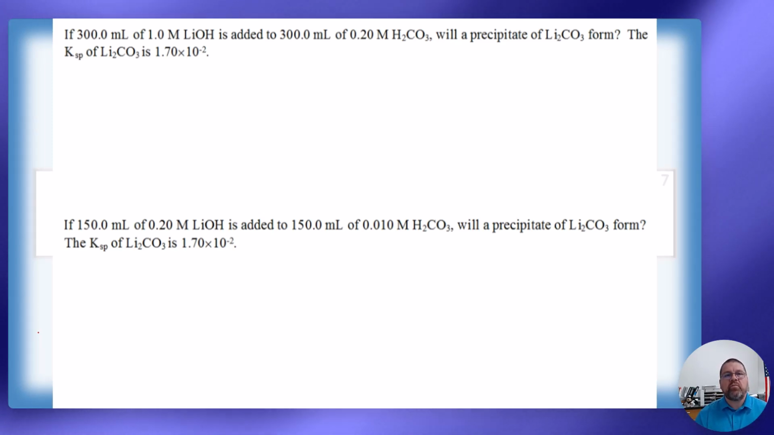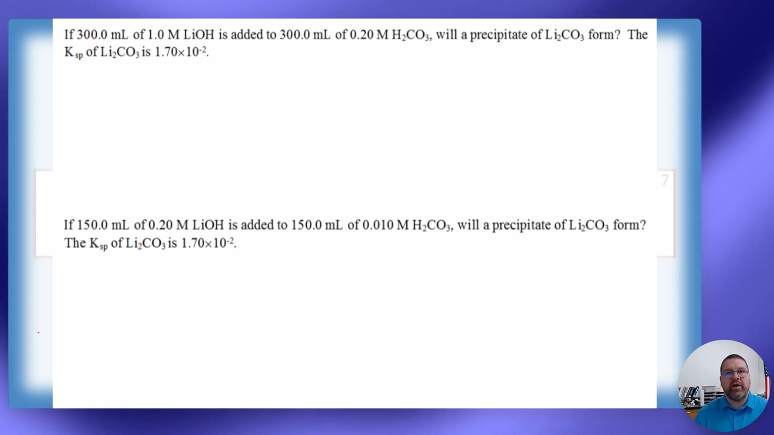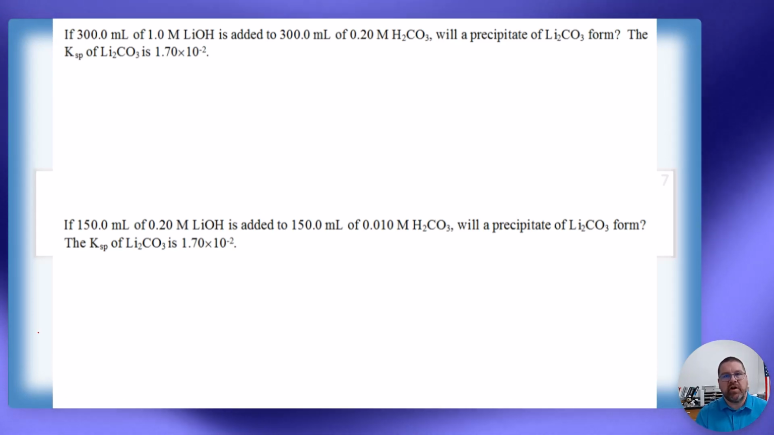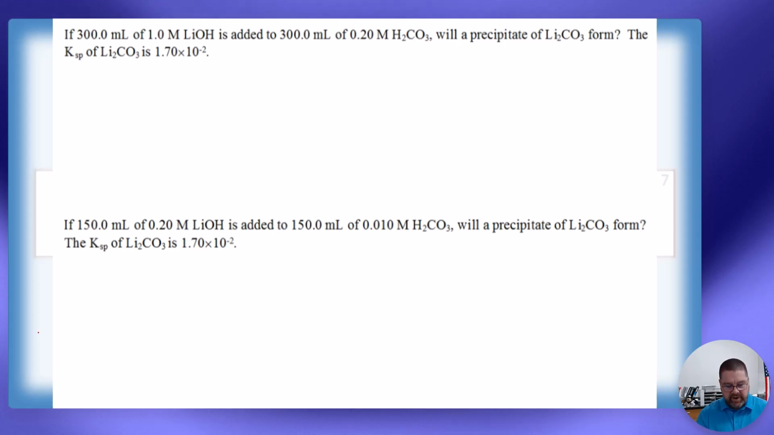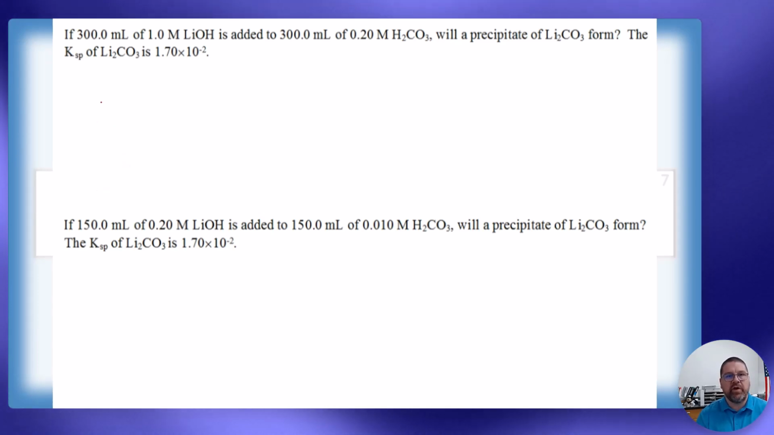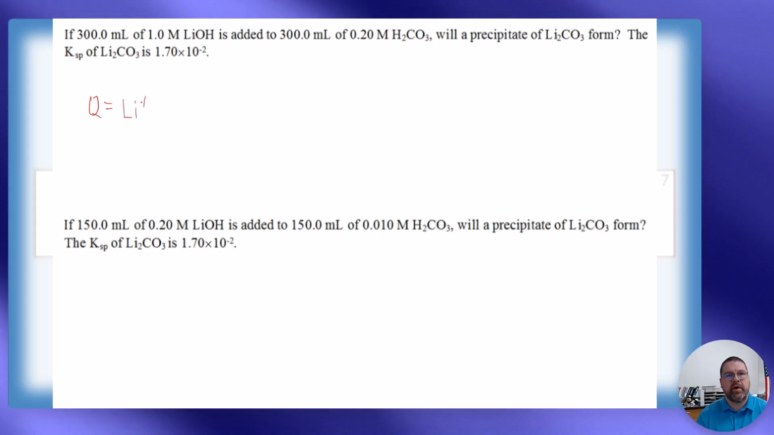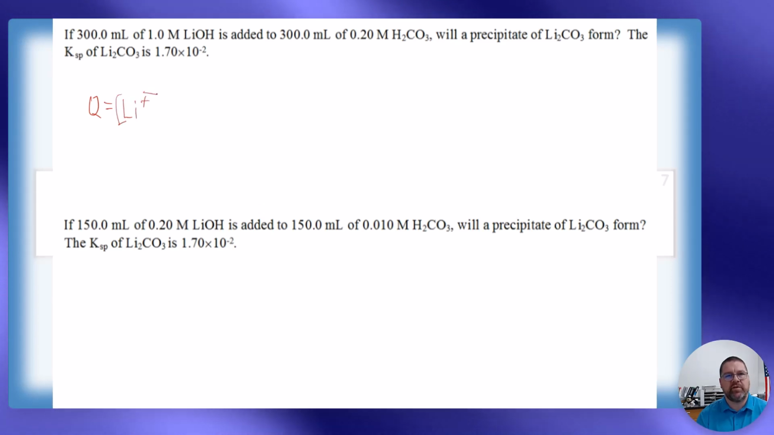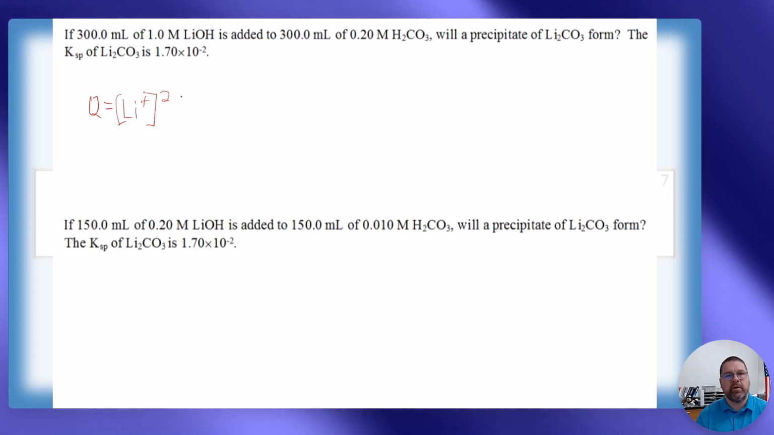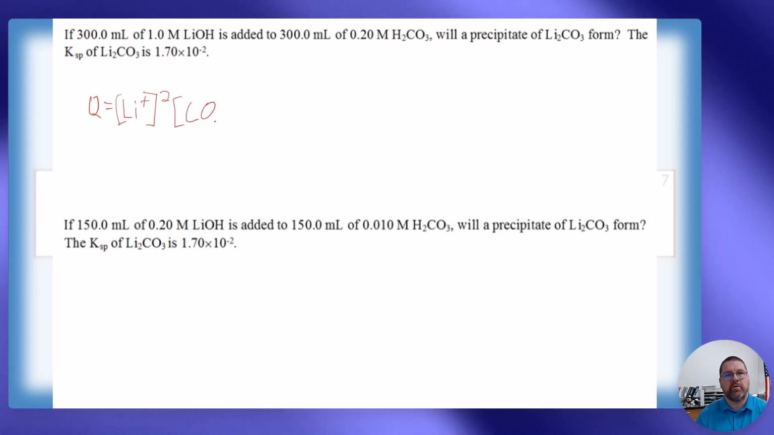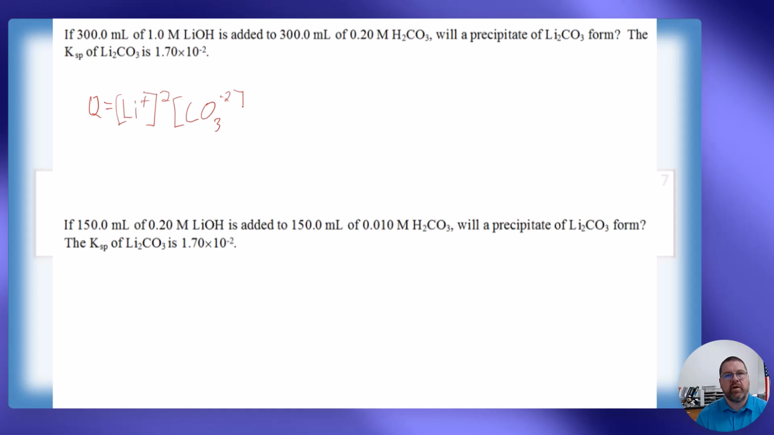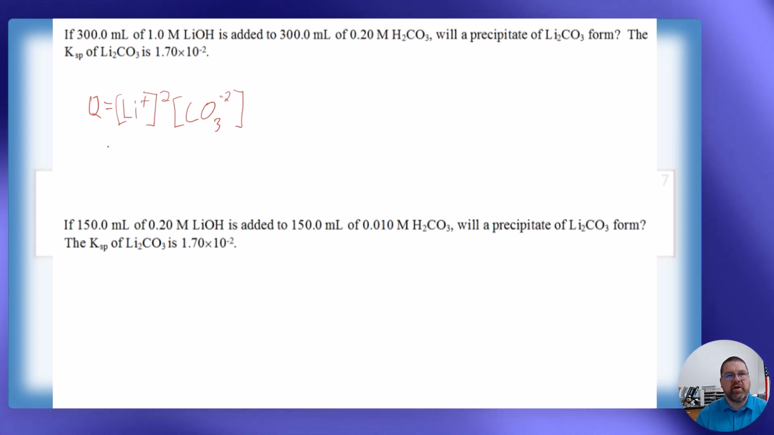So anyway, if we are going to evaluate whether or not these concentrations are enough to produce a precipitate, we need to calculate the Q value for this. So the Q expression is going to be for lithium carbonate. We're going to get lithium ions, and there's two of them, so it's going to be lithium ion concentration squared times the concentration of the carbonate ion. Okay, so now we need to plug in values for that. And here's where we have to watch.